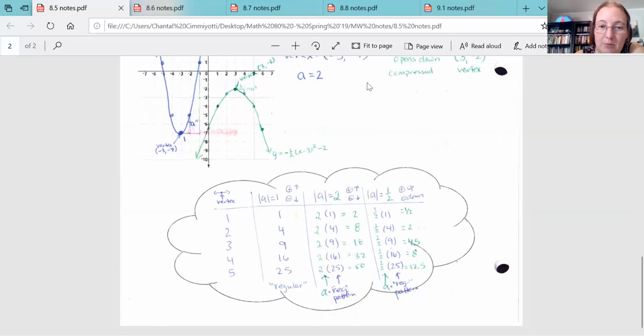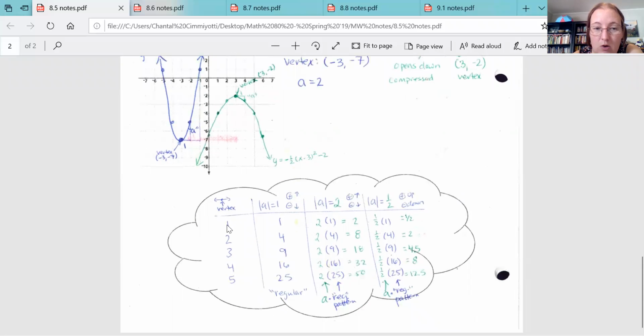So a little table here, and again, it's from the vertex going over 1, right and left from the vertex, 1 unit. You would go up if it's positive, you go down if it's negative, 1 unit. Go over from the vertex 2 places, you'd go either up or down 4 units. 3 places from the vertex to the right and the left, you would go up 9 units if it's positive, or down 9 units if it's negative.